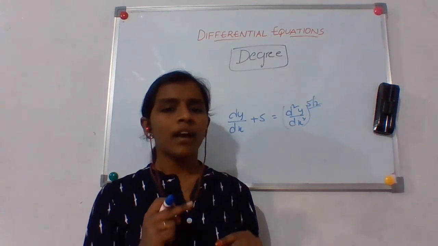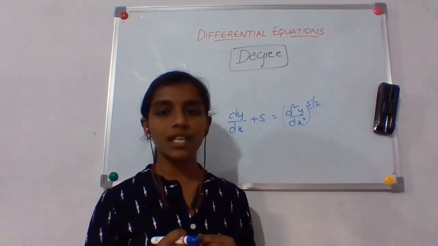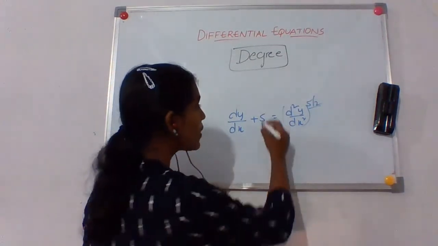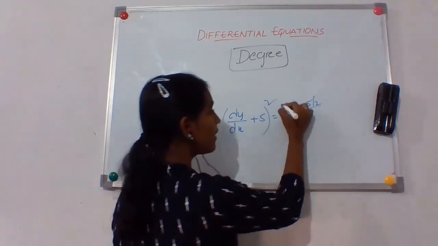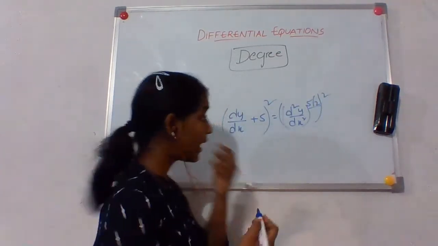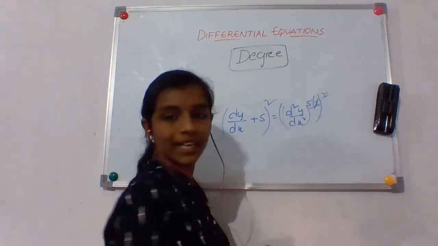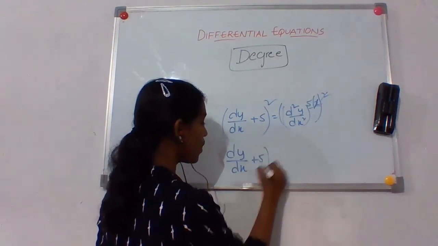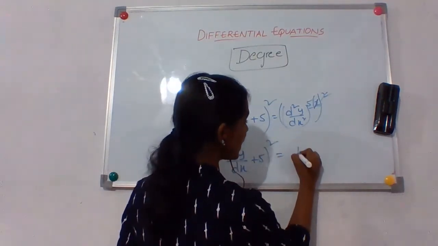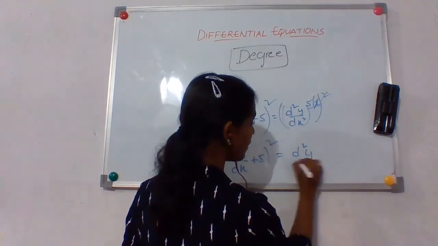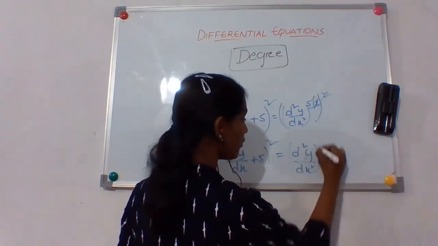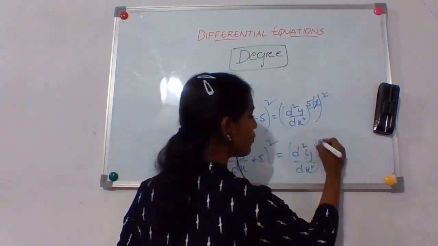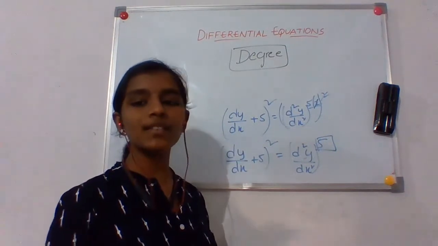But you can slightly make some changes in this equation. You can square on both sides. If you square on both sides, what will happen? This 2 and this 2 will cancel. Then I get the differential equation as (dy by dx plus 5) whole square is equal to (d square y by dx square) whole power 5. Now you can see the degree of this differential equation. The degree is 5. Absolutely 5. There is no doubt in it.